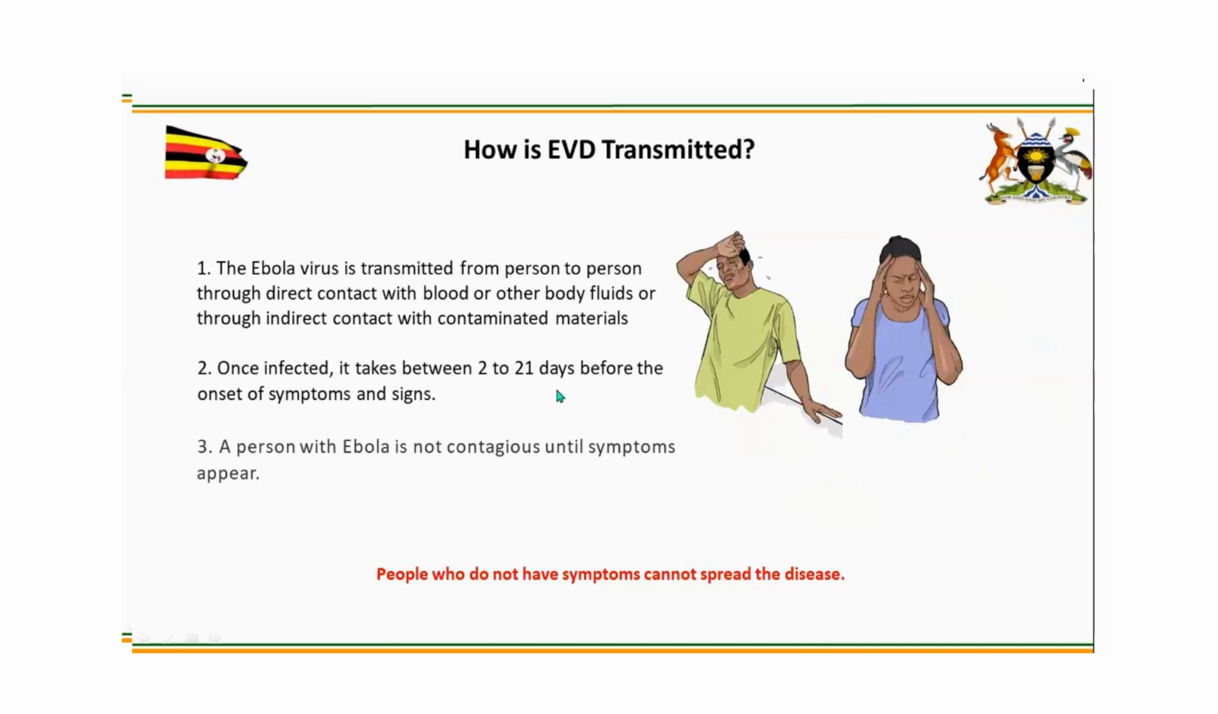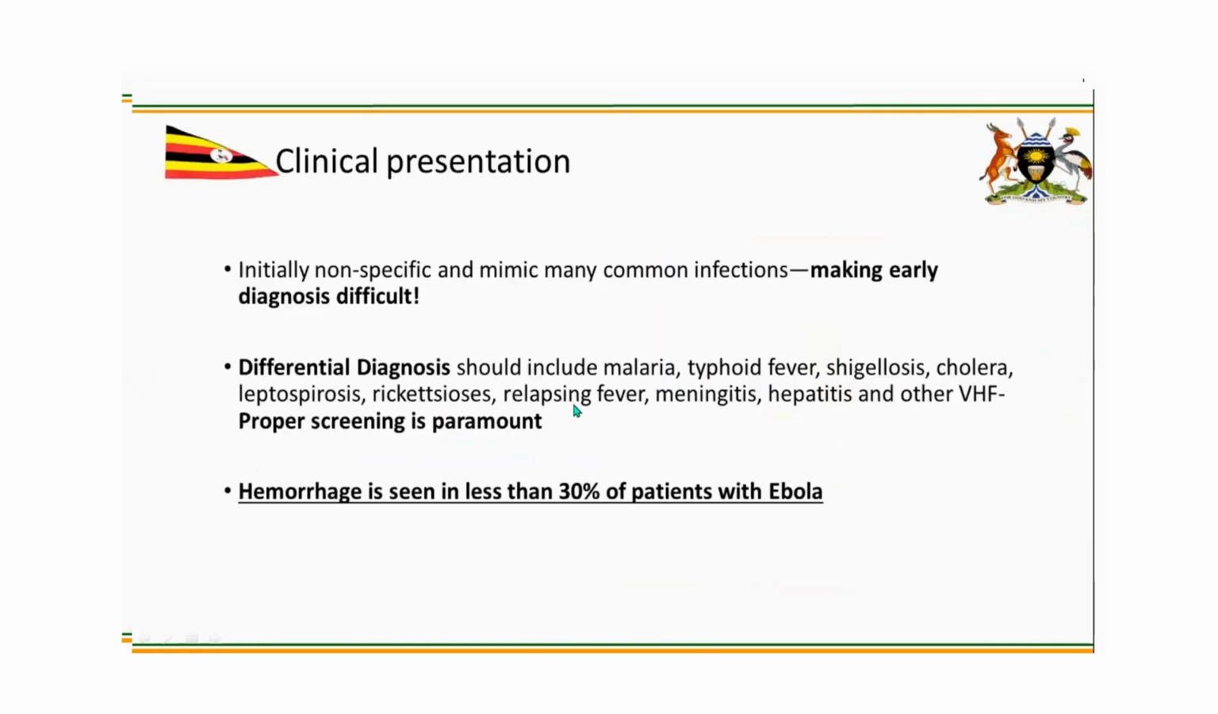So how is it transmitted from person to person? We have already discussed this, and we know that a person who gets infected has up to 21 days as the incubation period to show symptoms. And when they show symptoms, that person actually is infectious. And those without symptoms are actually not infectious. So that's one thing we should know.